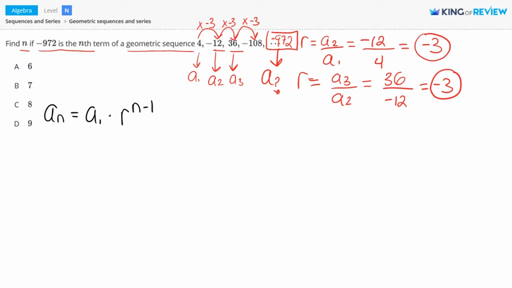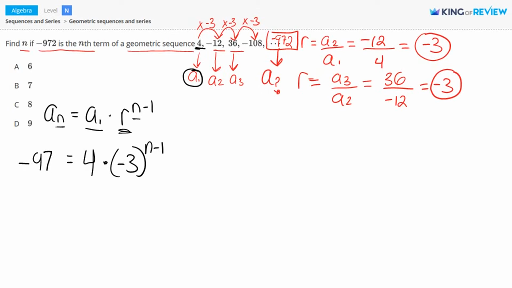An here, we're going to be solving for n. A1 here represents our first term, so that would be 4. R is the common ratio. So let's plug in this information. We have A1, which is 4, times our common ratio of negative 3 to the n minus 1 power, and we know that this is negative 972. So we have our equation here, and now we're trying to solve for n. So let's do that. The first step is to divide by 4 on both sides.